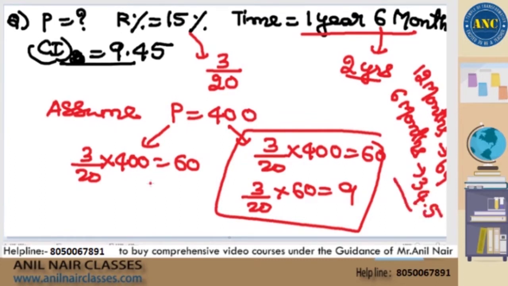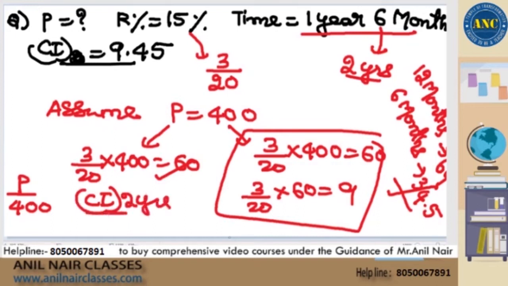Now, if the principal is 400, what is CI for 2 years? This is 60, this is 34.5. So CI for 2 years will be 94.5. But according to the question, it is 9.45. 400 divided by 10, 40.